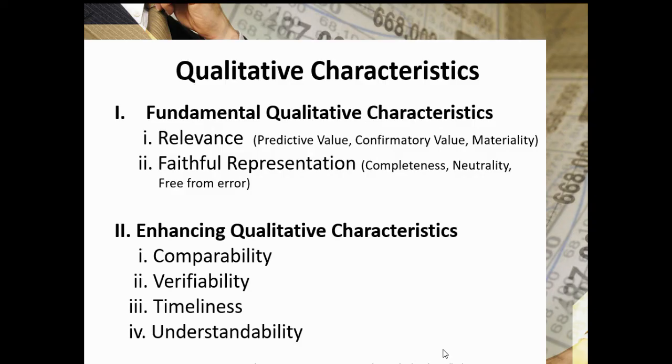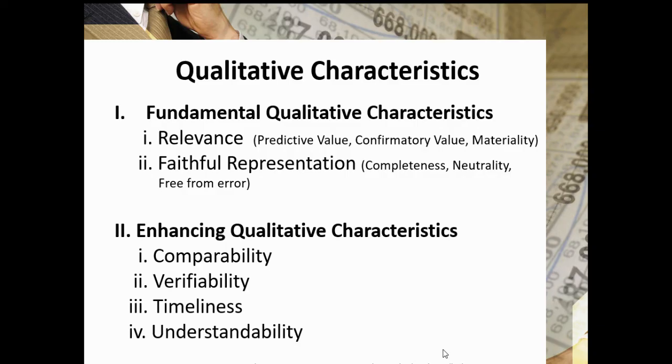So those are the relevance characteristics. Another one is the faithful representation. So information is faithful or faithfully represented if it is factual, meaning it can represent the actual effects of events that have taken place. For example, if a business makes total sales of 1 million pesos, it should report that amount in its financial statements. No more, no less. So faithfully represented information has the following aspects.